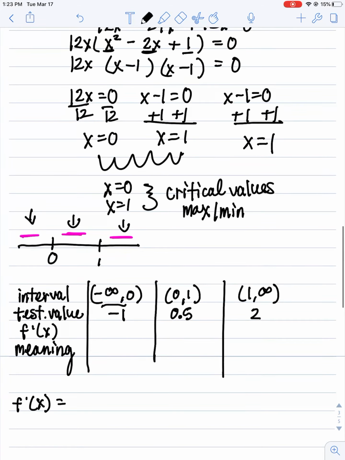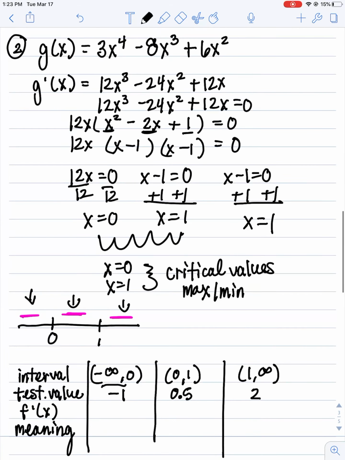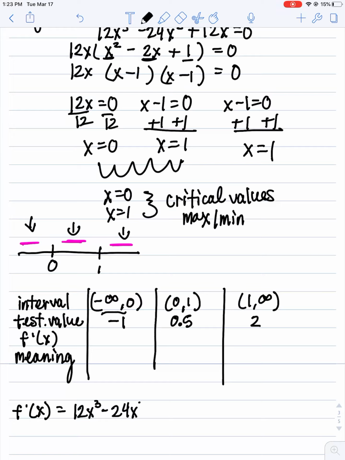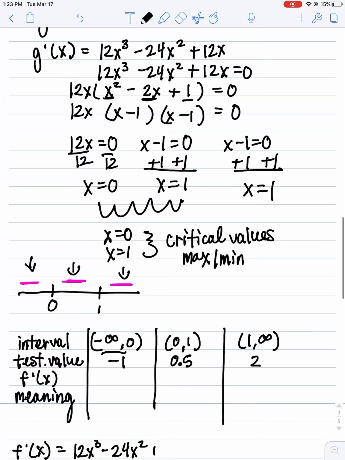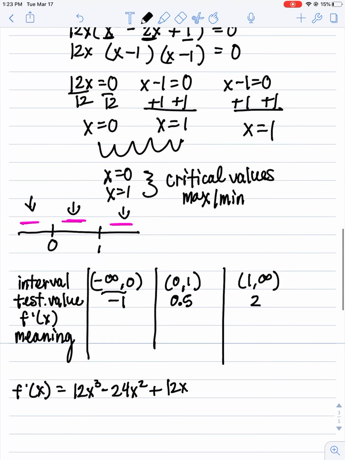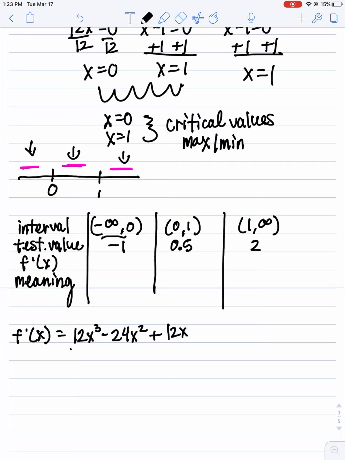And the first derivative, if I go back up, was 12x cubed minus 24x squared plus 12x. However, I'm going to show you a shortcut here. When we factored it, it was 12x times x minus 1 times x minus 1. And so when you take your test values and plug into the first derivative, you can plug into the unfactored form or you can plug into the factored form. We've been plugging into the unfactored form every time, but it's actually easier to plug into the factored form.